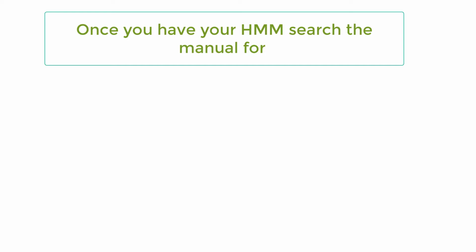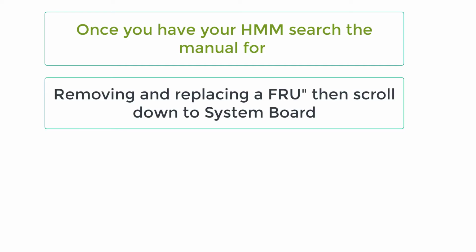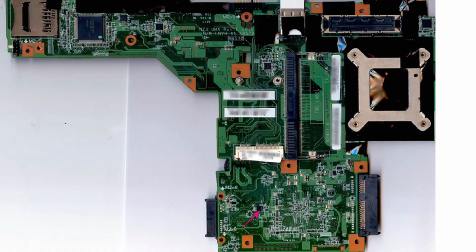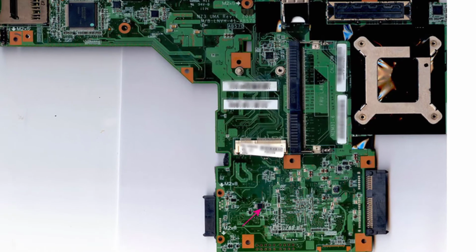Once you have your home, search the manual for removing and replacing a FRU, then scroll down to system board. Follow the instructions in the manual to remove the system board to gain access to the connection points. Locating the T420 connection points.